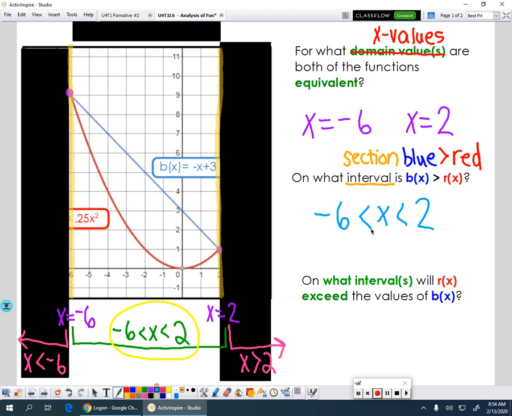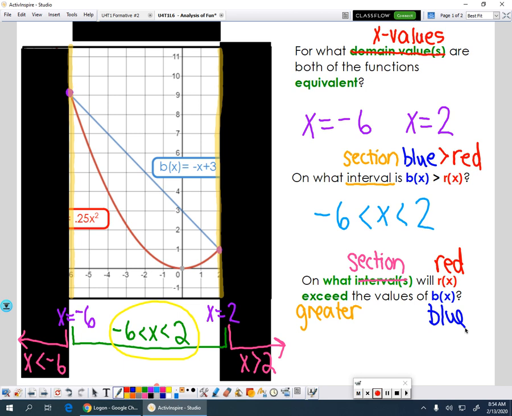Now my last question says, in what intervals will r of x exceed the values of b of x? So again, let's break this down. What do intervals mean? What sections? Okay, so in what sections will the red line, r of x, exceed? Exceed means be bigger. Okay, so exceed means be bigger or greater than our blue line, b of x. So where is the red line greater than the blue line?